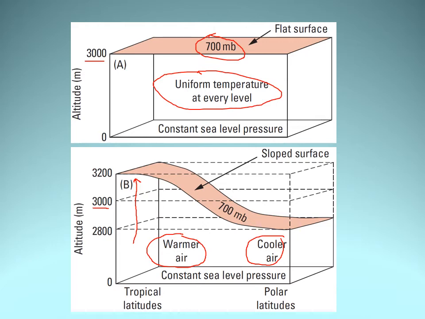Conversely, cold air likes to contract, so it wouldn't take long for us to get to a certain level to have a pressure value of 700 millibars. So the height of a 700 millibar surface would be lower in colder air and higher in tropical or warm air.